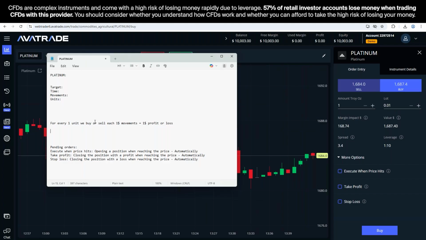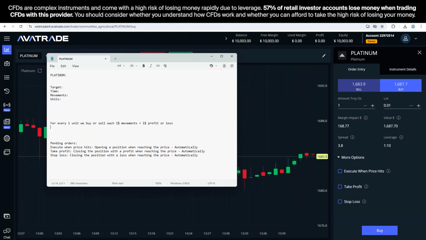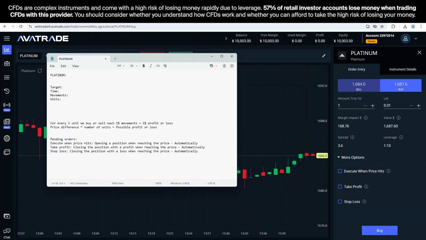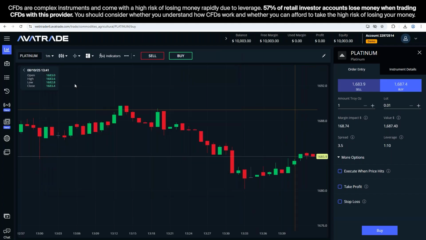So we've got price difference times number of units equals possible profit or loss. You don't have to remember any of the things that I'm telling you because it's written for you right here. Now, if, for instance, as we saw, I think that platinum must go up.